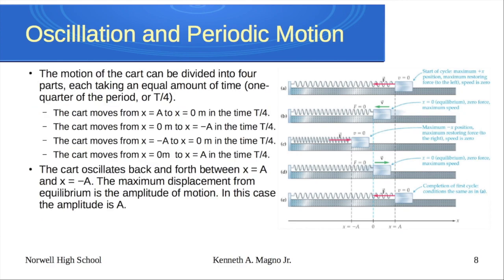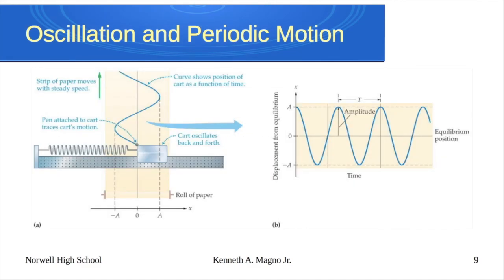So it takes a quarter of a period to do each of those actions. To go from here to here, that was a quarter of the period. To go from here to here, that was a quarter of the period. Here to here was a quarter of the period, and then here back was another quarter of the period, with this whole back and forth motion. So I can actually plot this.